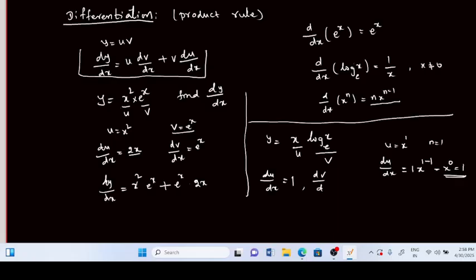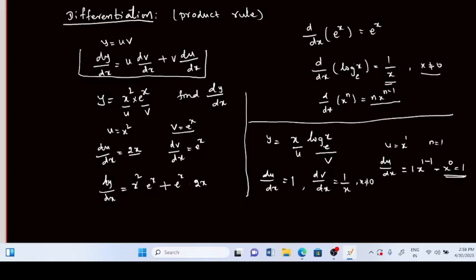dv by dx, we have the standard formula. We write it as the differentiation of log x is 1 by x. We are writing x is not equal to 0. Why? Because if we substitute 0, it is infinity. Hence we remember that 1 by x, where x is not equal to 0.